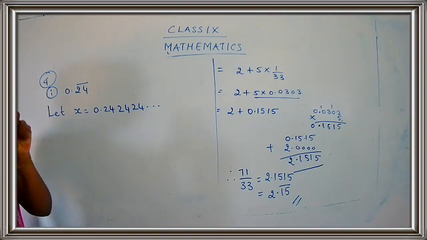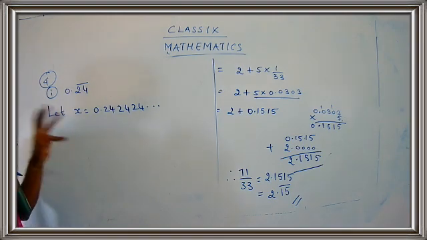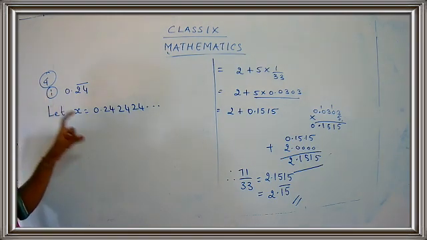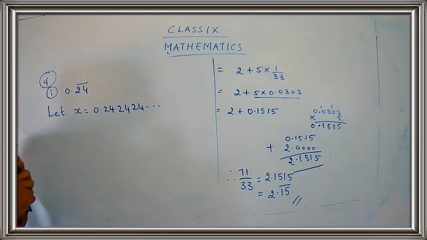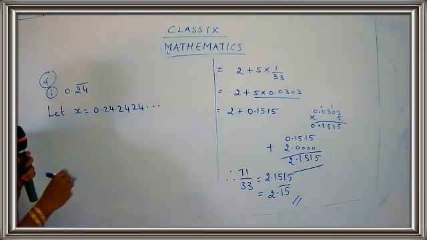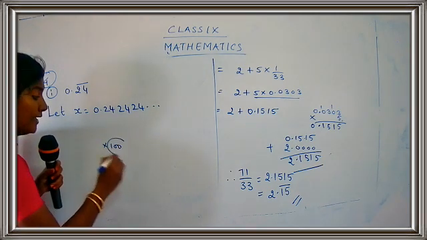It's a very important step that you are going to apply here. Here we have two numbers repeated, 2 and 4. Two numbers are repeated. That means you are going to multiply by 100. You have to multiply by 100.